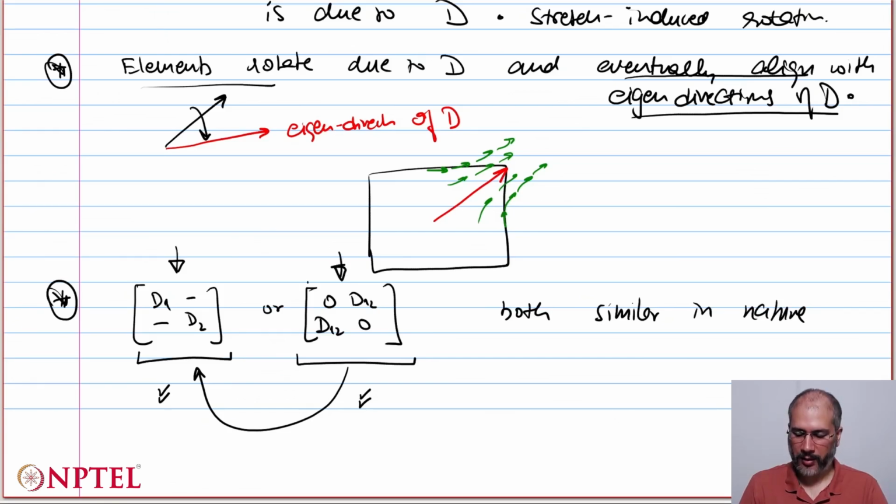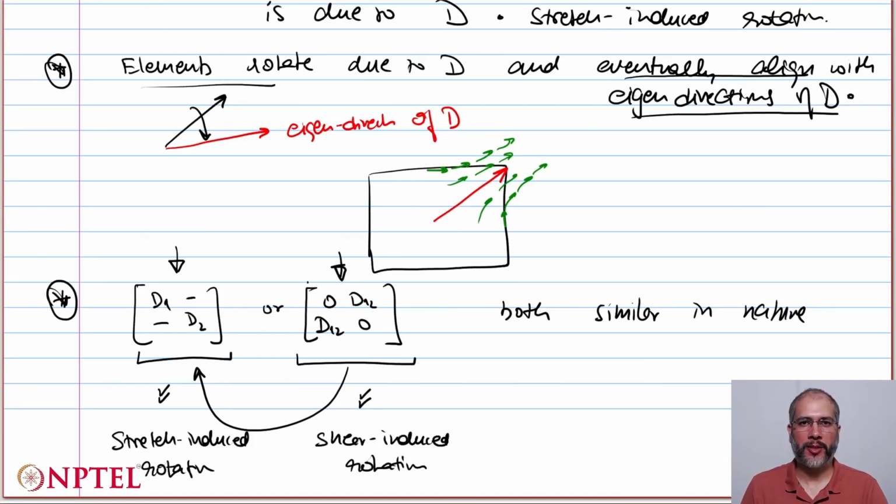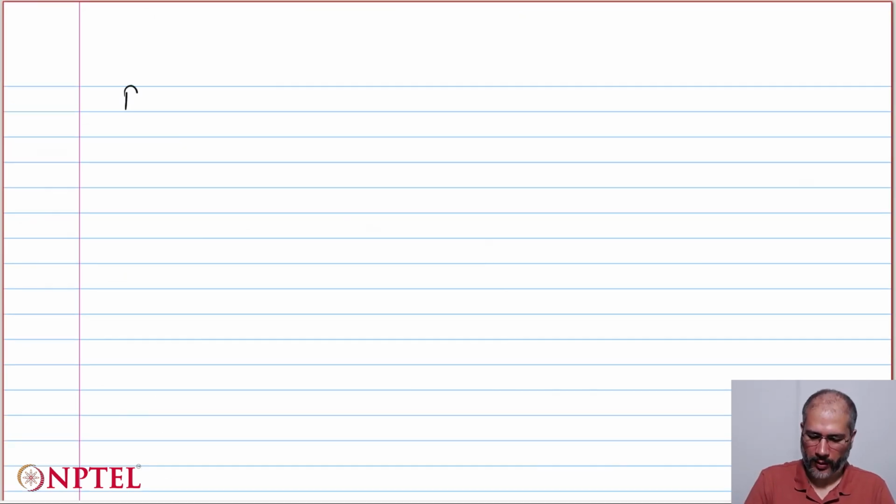And here I concluded that it was because of the shearing, that is the off-diagonal terms, that there was a rotation. But since both of these are purely because of our choice of the coordinate system, both of these are in a sense the same thing. So whether I call it a stretch-induced rotation or a shear-induced rotation, it is the same thing. And this is exactly the reason that we call symmetric tensors in deformation stretch tensors. So moving on, we will now talk about the rotation vector.